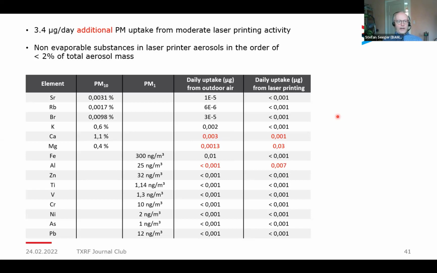And TXRF is quite a nice tool for this, because it allows for determination of all these elements in quite weak samples. So the total amount of sampled material in these samples is very small, at the lower end of detection, at the lower limit of detection for ICP-MS. So in this case, TXRF was the method of choice.